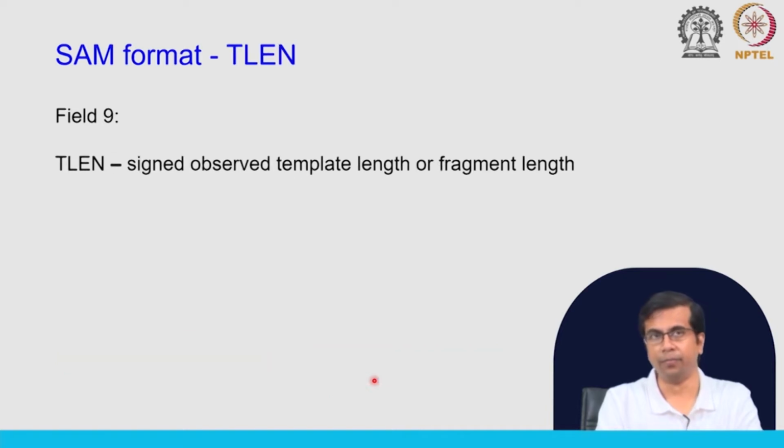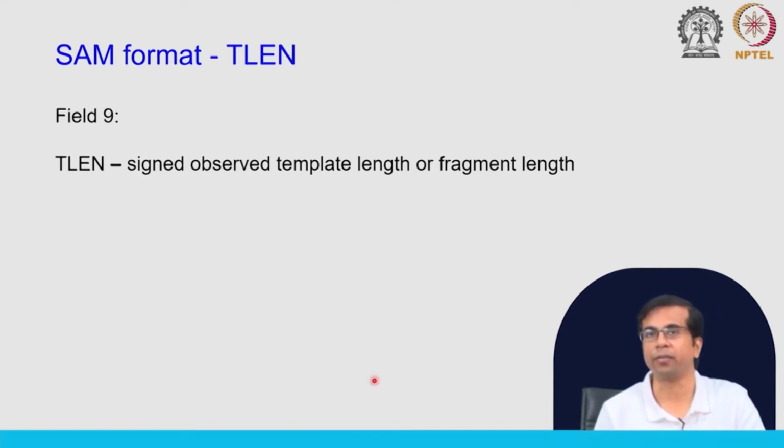So, what about field 9? Field 9 gives you something called the signed observed template length, or fragment length. This is important if you are dealing with paired-end data, where you probably want to determine what kind of fragment length you got from your experimental procedure.